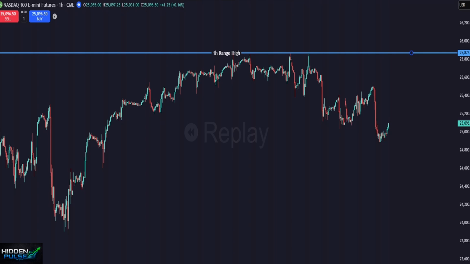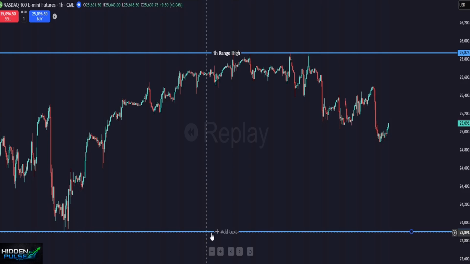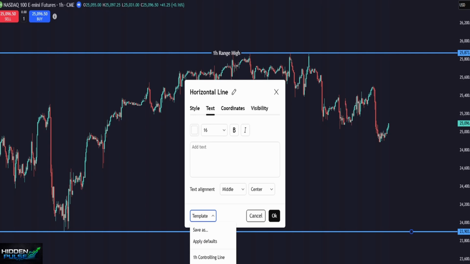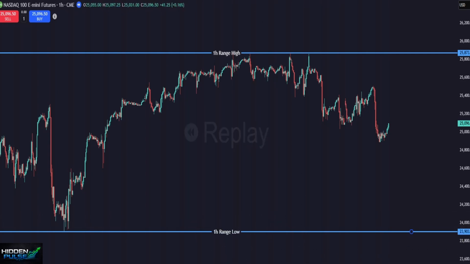Now, let's mark the range low. This is the low of the last major down move before price started trending towards our range high. If the range high is our ceiling, the range low is our floor. So now, without any indicators, we have the first layer of important information. Price is rotating between these two boundaries, and everything outside of these boundaries is just noise.